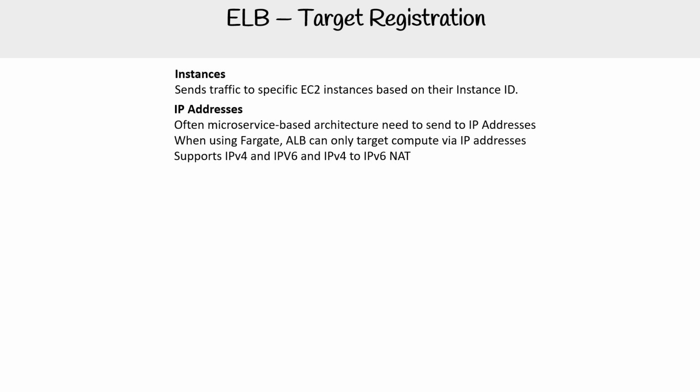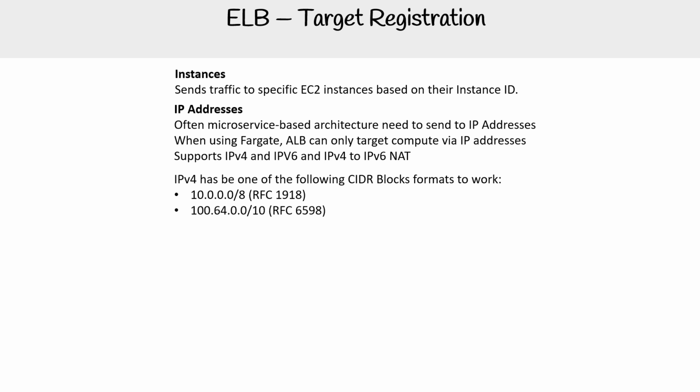IP addresses do support IPv4 and IPv6 or IPv4 to IPv6 NATing. IPv4 has one of the following CIDR block formats to work. So you have to, I didn't know this, but apparently it has to be one of these formats. I guess I always just kind of stick with them. So we have 10.0.0.0/8, 100.64.0.0, 172.16.0.0, 192.168.0.0. And I believe those are specific classes of IP ranges or CIDR blocks.